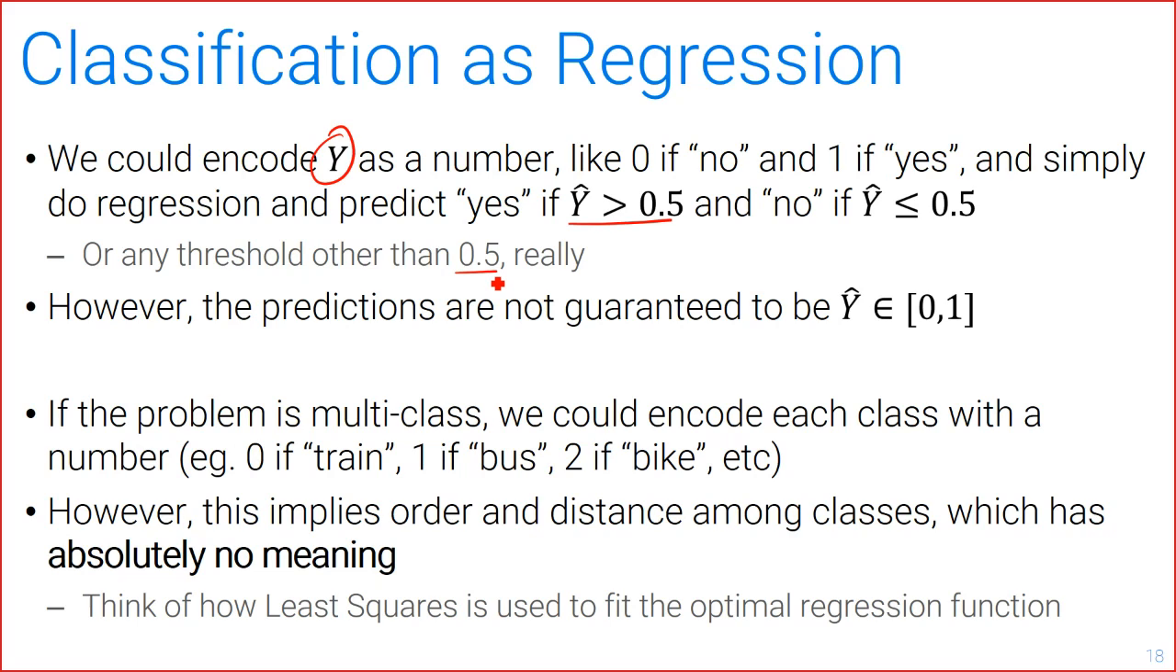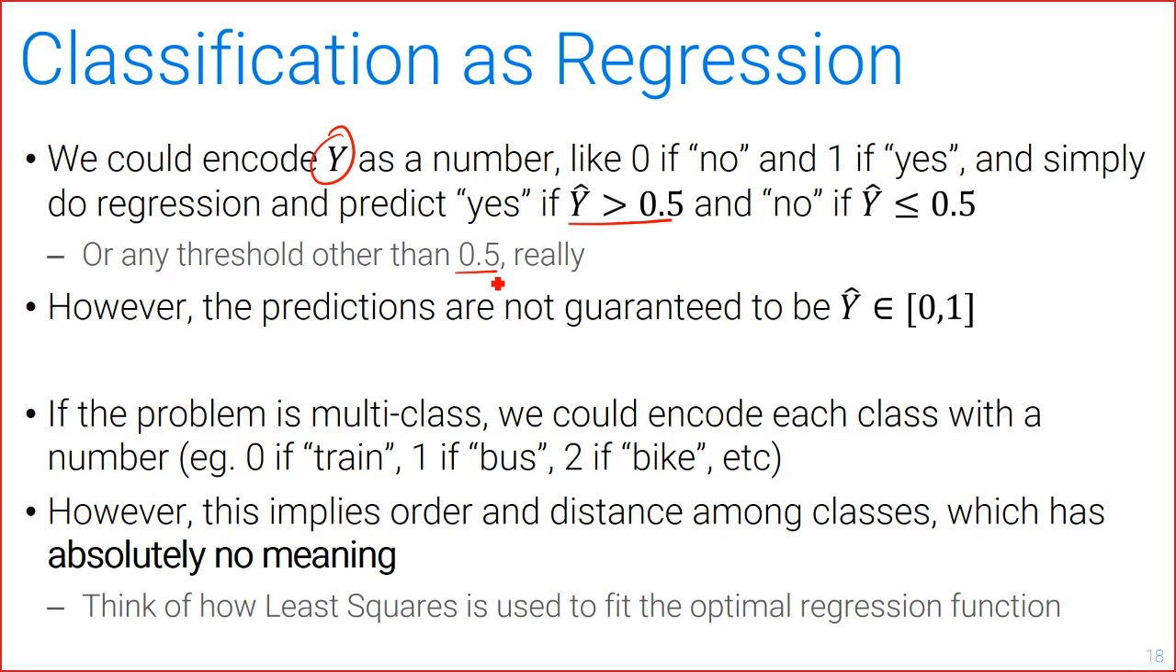The problem with this is that the predictions are not guaranteed to be between 0 and 1, because as we know, if we just fit a regular linear regression model, the response can go between negative infinity and positive infinity. So we could have a prediction that is negative, which doesn't make any sense, or a prediction that is larger than 1, which doesn't make sense either. We could try to do this, but there are certain problems, like the boundaries for the response. If we have a multi-class problem, on the other hand, then we could just encode each class with a number. Say we use a 0 for train, a 1 for bus, a 2 for bike, etc.